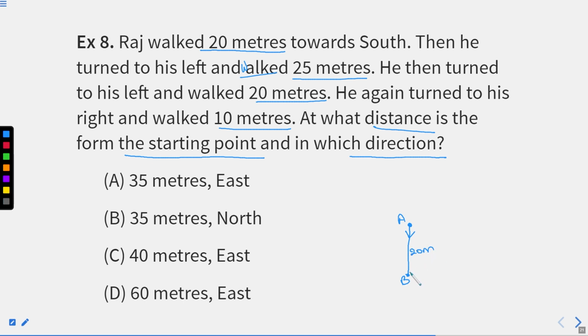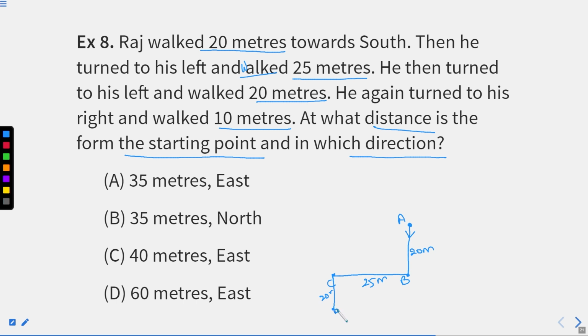Then turned to his left. His left will be this, and walked 25 meters. I hope this part is clear till point C, right? He then turned to his left again. He'll move downward again and walked 20 meters again, right? So this point we'll consider as point number D, right?